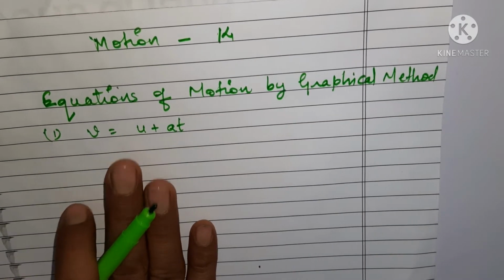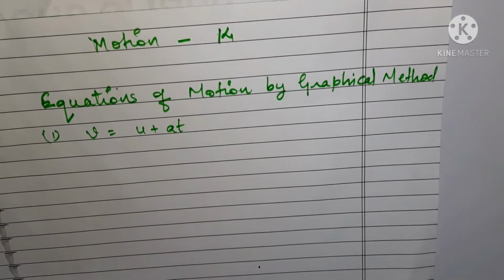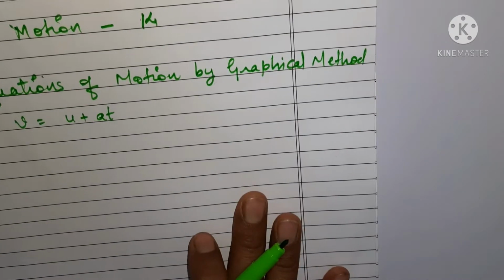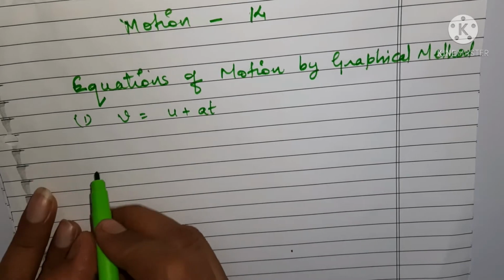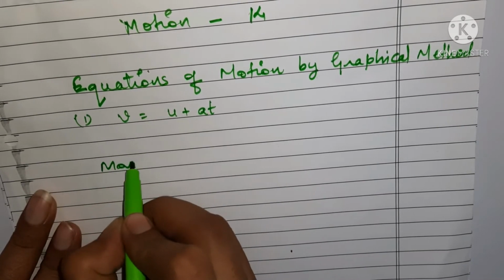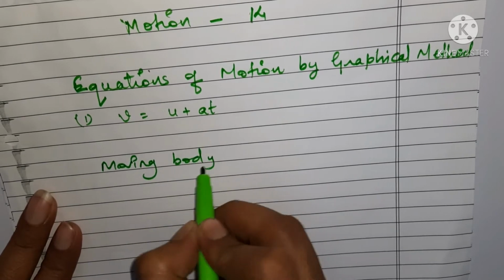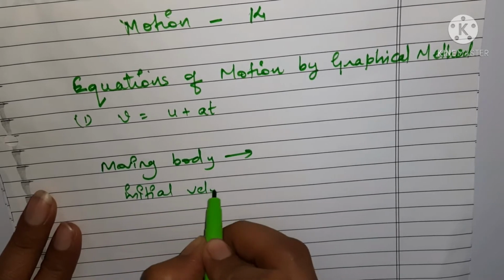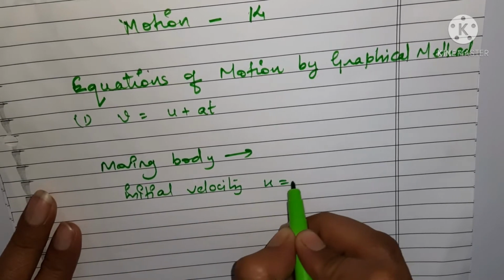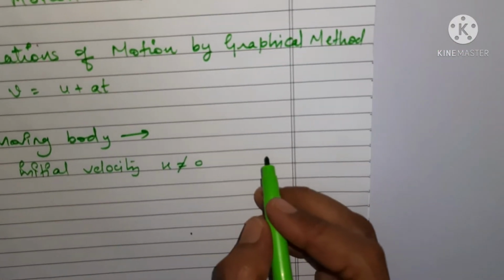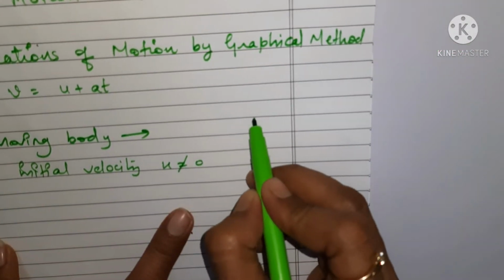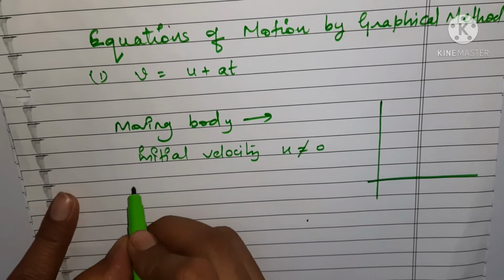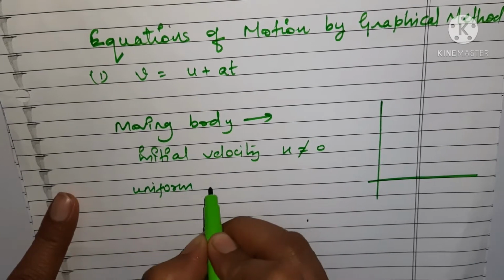Now here you have to see that the equation which we are going to derive is for uniformly accelerated motion, and in this case the initial velocity is going to be considered for the moving body. For that moving body the initial velocity is not 0 here, that is, u is not equal to 0. We have already done the graph, what type of graph we are going to get, and the acceleration is uniform, since it is a uniformly accelerated body.